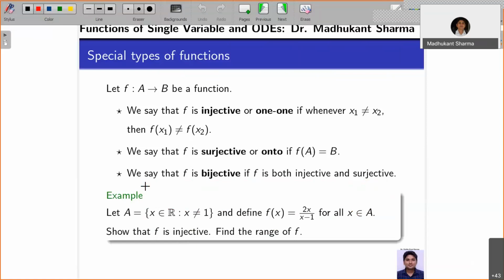So let A be the set of x belonging to R such that x not equal to 1, and define f of x as given, for all x in A. So the first thing is you need to see whether the function is defined on A. A is the set of real numbers such that x is not equal to 1. Now you can see that f of x is defined everywhere except at the point x equals 1. But you have taken 1 outside A, so it is well defined on A. So the domain is fine. Now you have to show that f is injective and find the range of f. So let's do this problem.